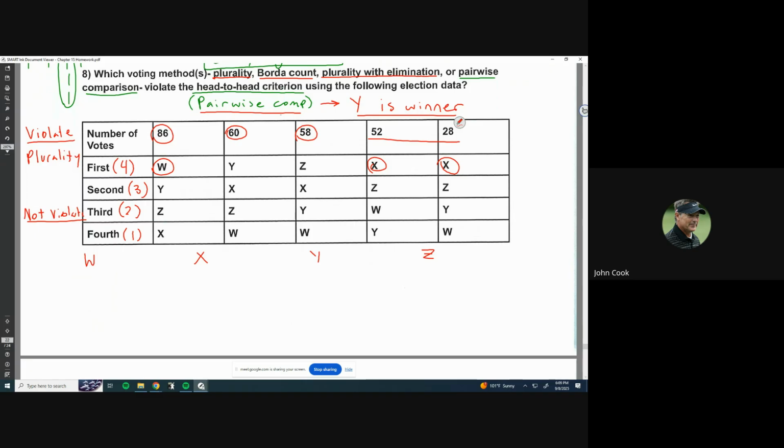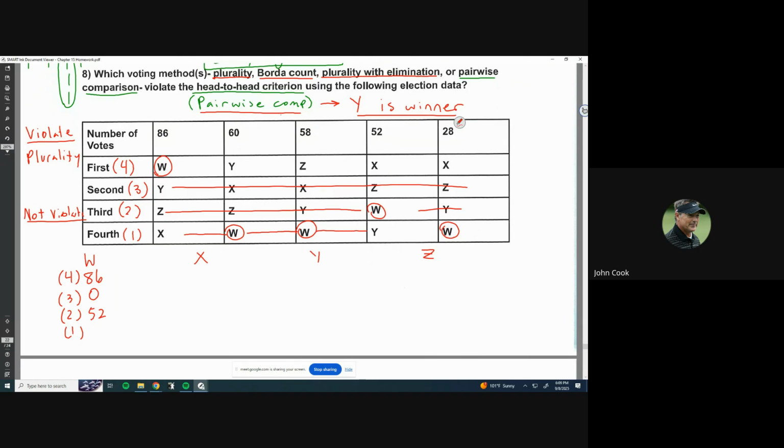So let's see, for first place we get 4 points, 3 points, 2 points for third, and 1 point for fourth. All right, so for W, let's circle all the W's, and let's see how many first place, second place, third place, and fourth place votes again. So W's here, here, here, here, and here. Okay, so first place votes, W gets 86 of them. Second place votes, there aren't any at all. Third place votes, looks like just 52. And then fourth place votes, it looks like it's 60, 58, and 28.